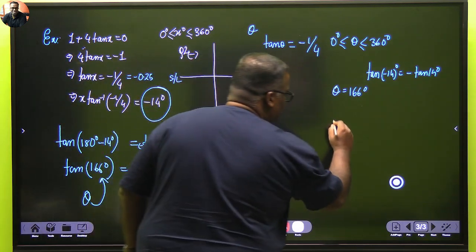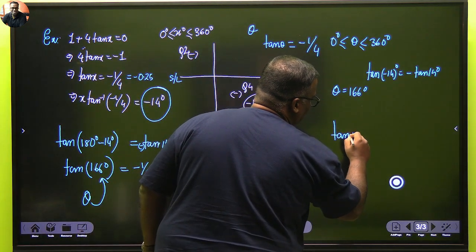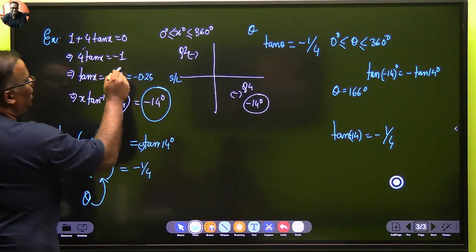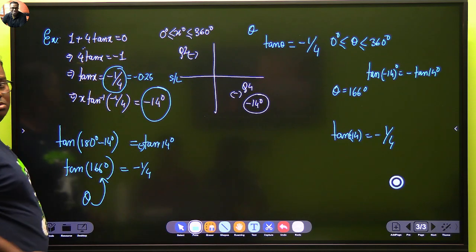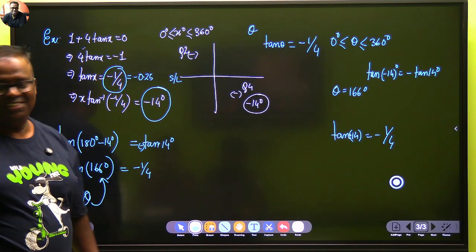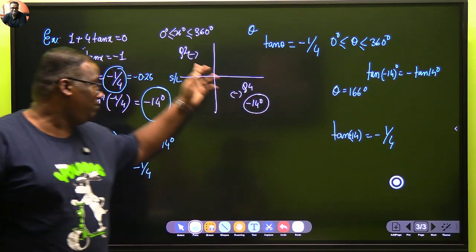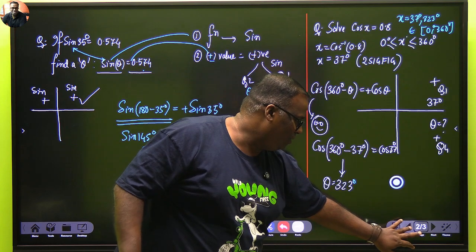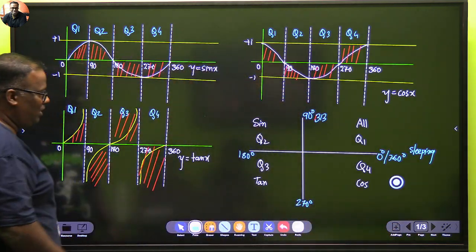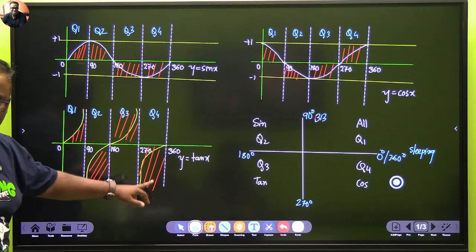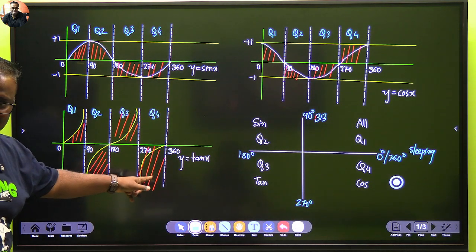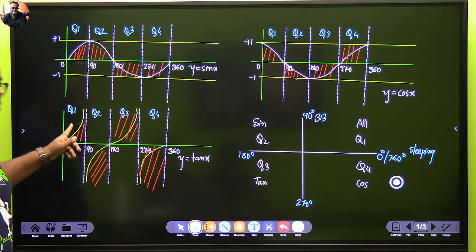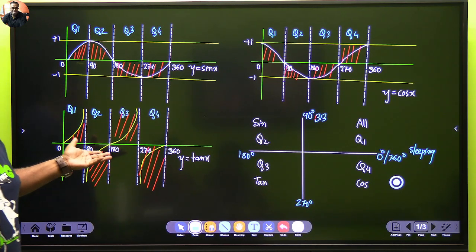Because in the question we solved, tan of -14 degrees is -1/4. This is a negative value, and a negative value lies only in these two quadrants. If you have a little bit of doubt, go back to your previous episode and see where tan is negative. Tan is negative in Q2 and Q4. Kirtan has got the value here. Now, the only other value possible from 0 to 360 is here. These will give me positive values. Any concept clear? Got it? Let's go ahead.